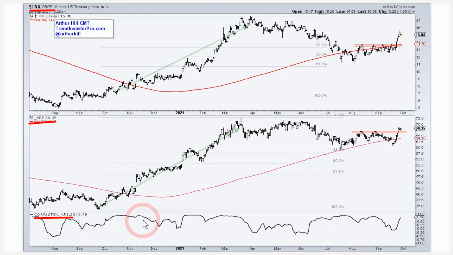And you can see that this correlation is mostly positive. It had a couple dips into negative territory, but for the most part, there's a positive relationship between regional banks and the 10-year yield. And that means they tend to move in the same direction. So if we think that the 10-year yield is going to move higher, that would also be a bullish argument for the regional bank SPDR KRE.